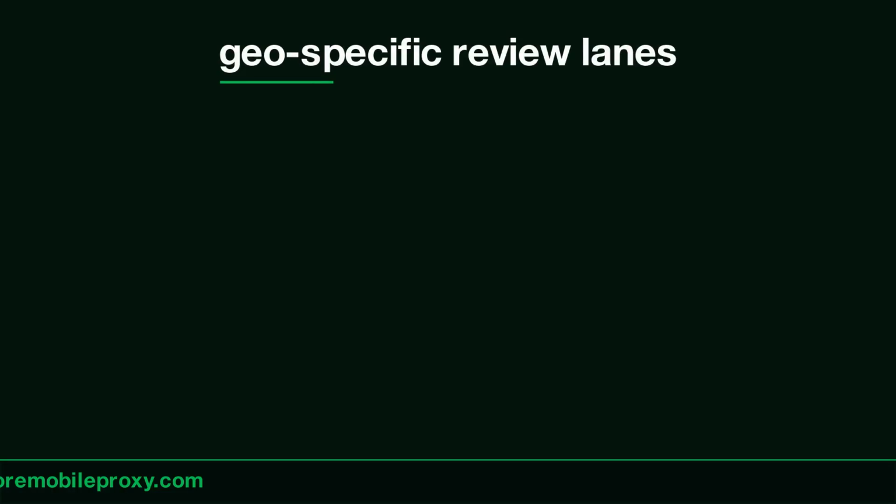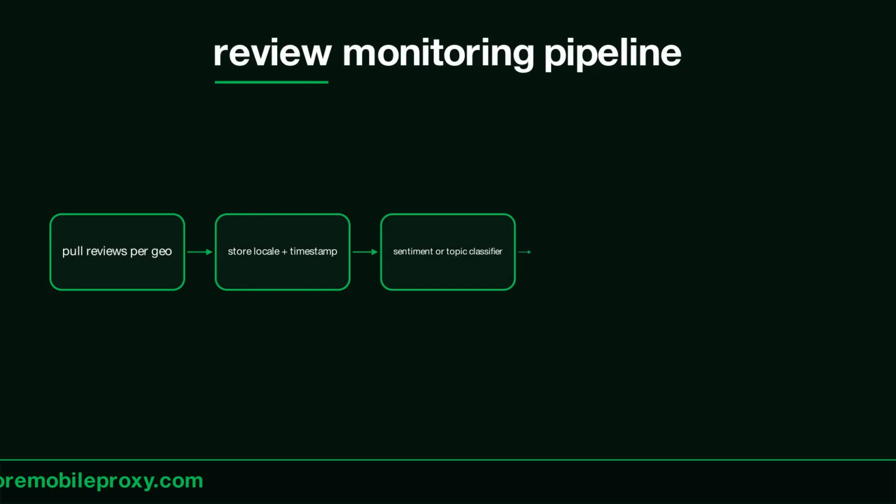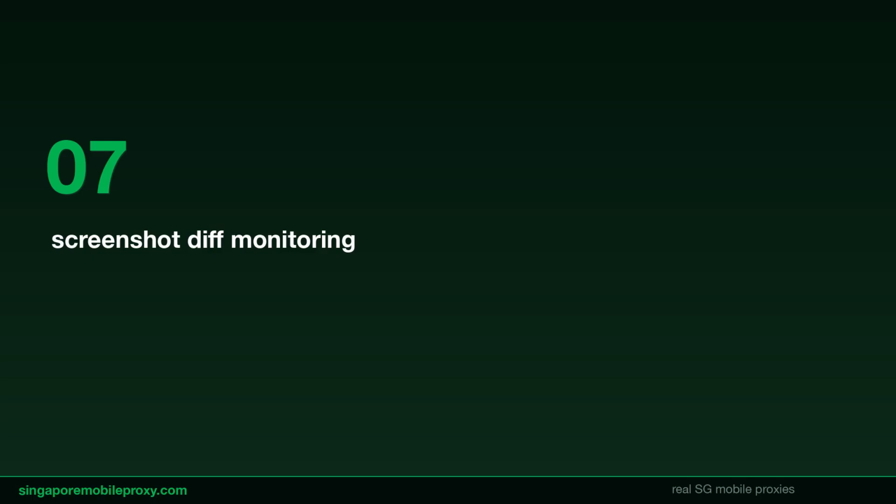The review monitoring per geo. Reviews on both stores surface in geo-specific lanes. The first 30 reviews you see on the SG storefront are not the same as the first 30 on the US storefront. For ASO purposes, the SG storefront reviews influence the SG ranking signal, so they are the ones that matter for SG visibility. The pattern is to pull the reviews endpoint per geo, store each review with its locale and timestamp, and run a sentiment classifier or a topic clustering pass over the result. Anomalies in topic distribution often correlate with new release issues, A/B test churn, or competitive sniping.